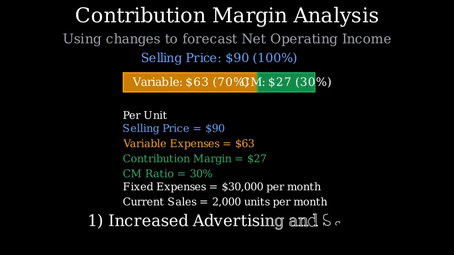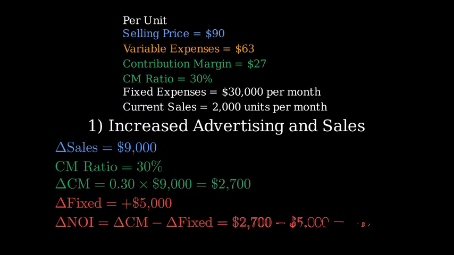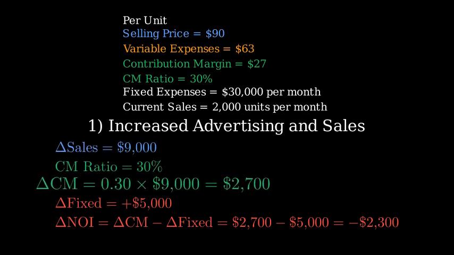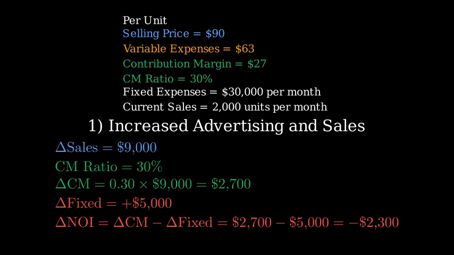Problem 1. The monthly advertising budget increases by $5,000 and monthly sales increase by $9,000. We use the contribution margin ratio to translate sales dollars into contribution margin dollars. The increase in sales is $9,000. Multiply by the contribution margin ratio, 30%, to get a contribution margin change of $2,700.